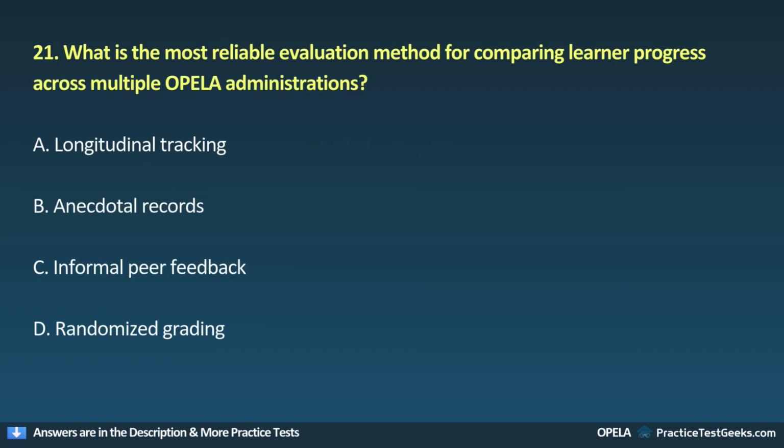21. What is the most reliable evaluation method for comparing learner progress across multiple OPELA administrations? A. Longitudinal tracking. B. Anecdotal records. C. Informal peer feedback. D. Randomized grading.